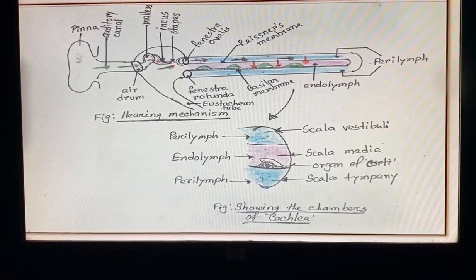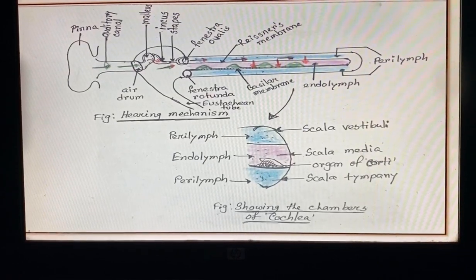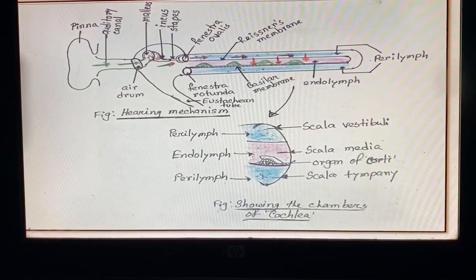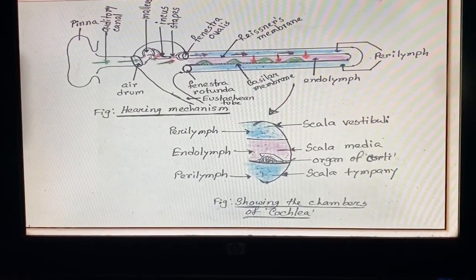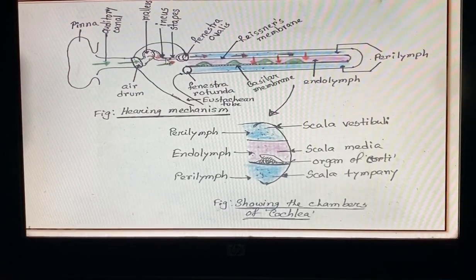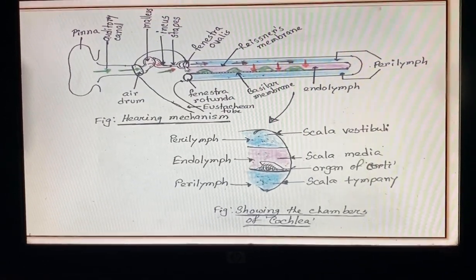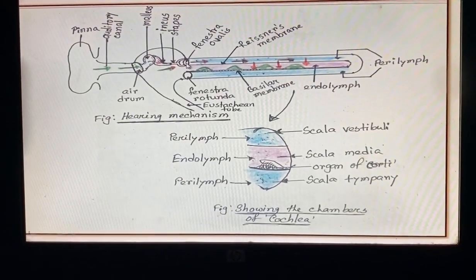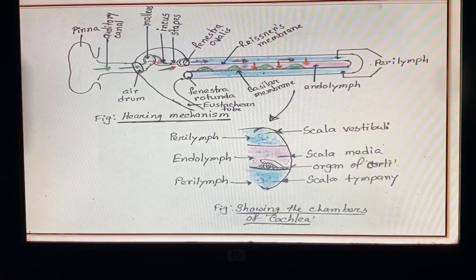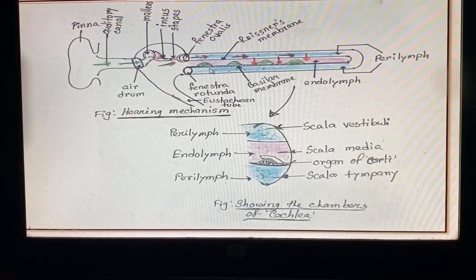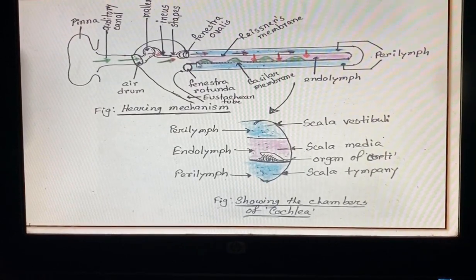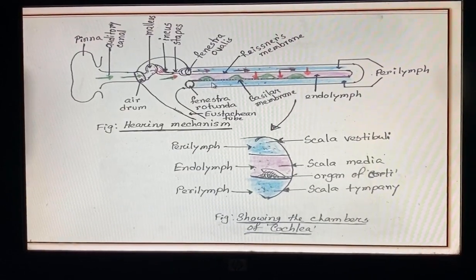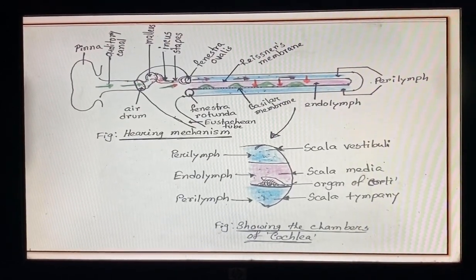Okay, at first I have drawn the pinna here, which is connected to the auditory canal. This is the eardrum, and sound vibration is transmitted through the malleus, incus and stapes. The fenestra ovalis or the window allows the sound vibration or waves to pass through the liquids. You see the cochlea, the twisted structure, is straightened up here to ease the understanding of the hearing mechanism.